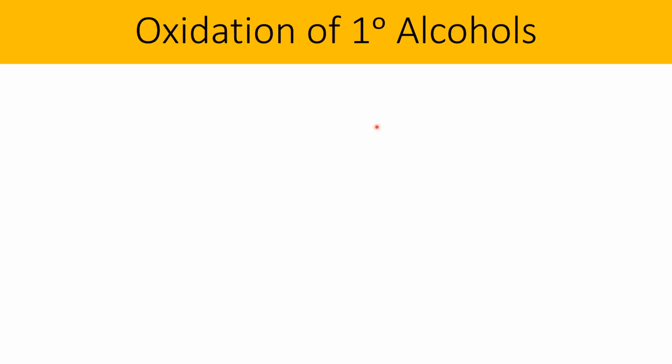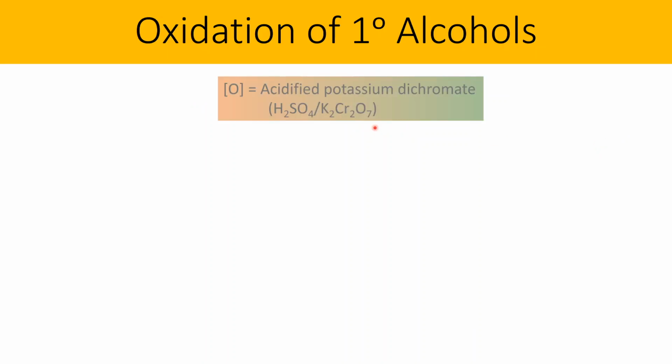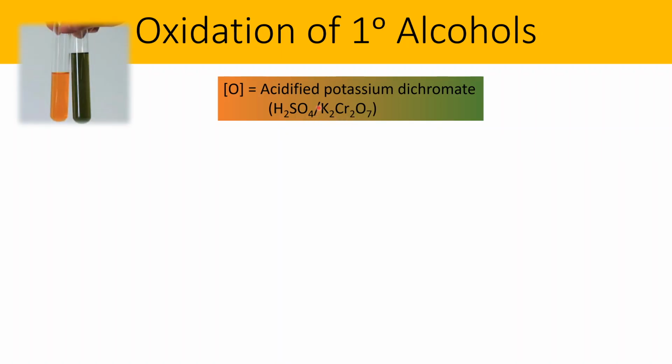Right, so we're going to look at the oxidation of primary alcohols to start with. The first thing to note is that our oxidizing agent for any alcohol is always acidified potassium dichromate. Potassium dichromate has the formula K2Cr2O7, but it's always acidified with sulfuric acid, H2SO4. So when you're writing the formula for this, just always write H2SO4/K2Cr2O7. This is our oxidizing agent, and if it succeeds in oxidizing an alcohol, it's going to change from orange to green. That's how we know it's worked.